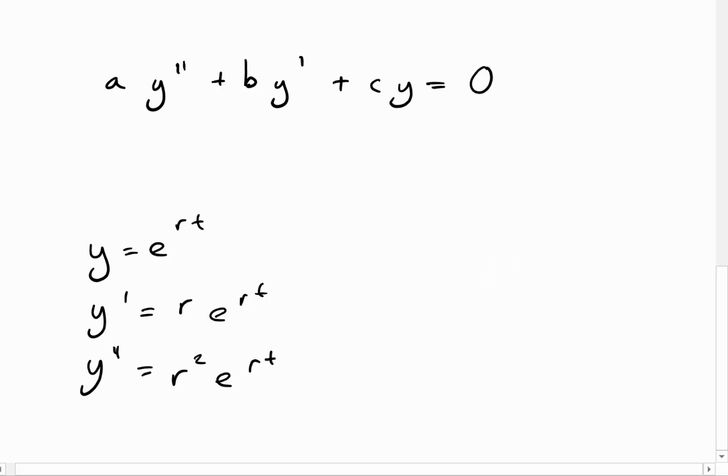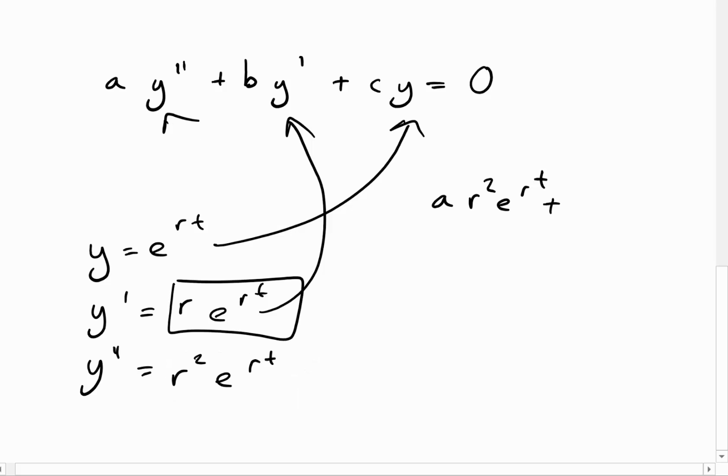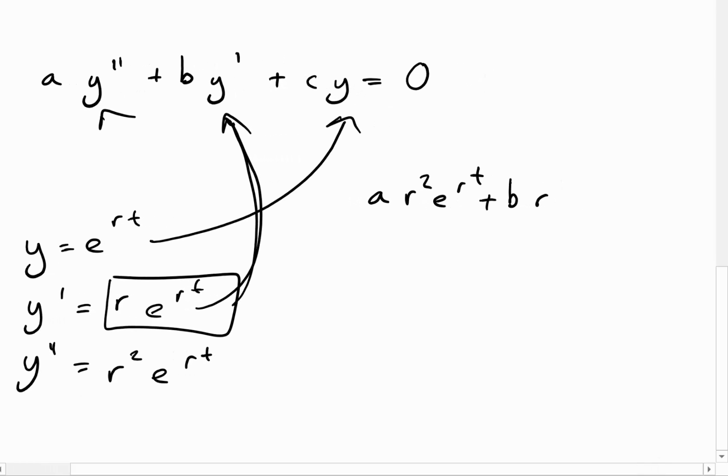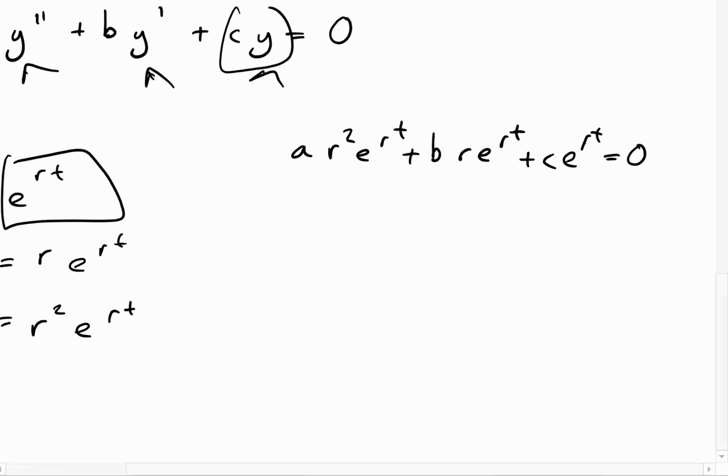So in other words, now when we plug this back into the equation, y goes in there, y dash goes in there, and y double dash goes in there. This is what we end up with: a y double dash, which is a r squared e to the rt, plus b y dash, which is b r e to the rt, and then we're just left with c y, so plus c e to the rt, and that's all equal to 0.